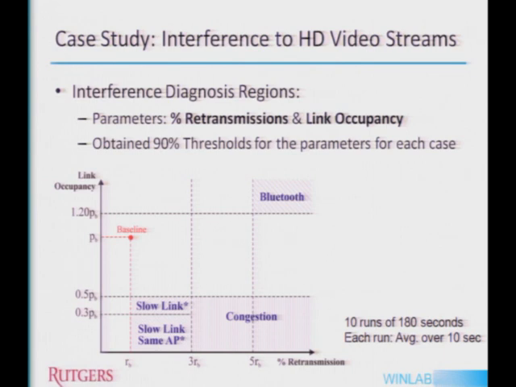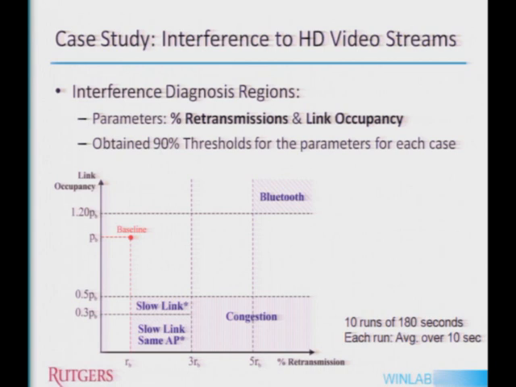This essentially brings us closer to our goal of online passive diagnosis. Just observe these two axes, or in some cases, if you add more interference examples, you will need more axes to classify this kind of interference. And the aim is essentially to separate out these regions of interest and label each one with a certain level of confidence as a certain kind of interference.